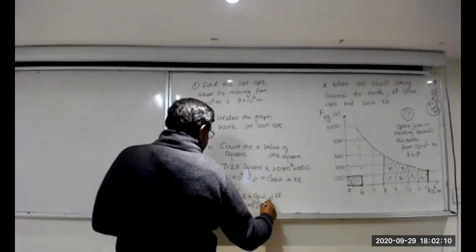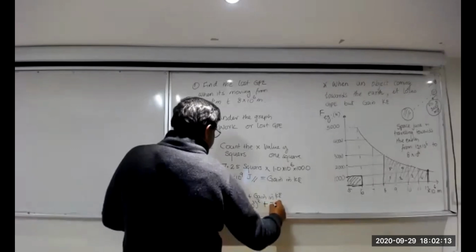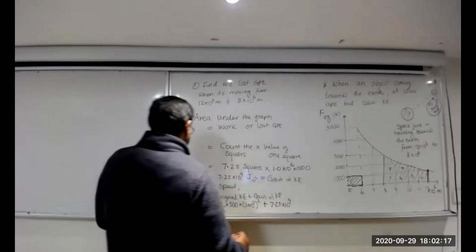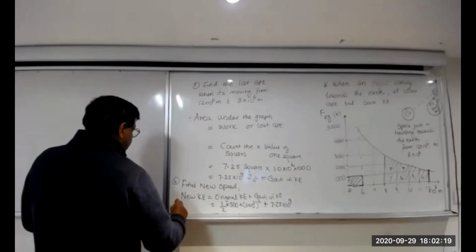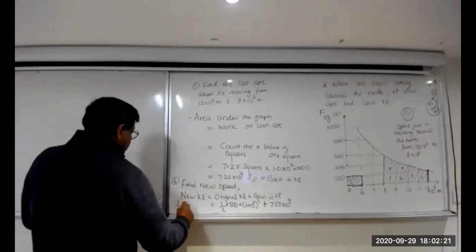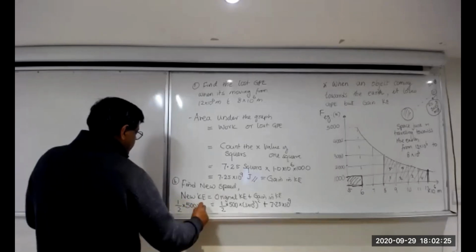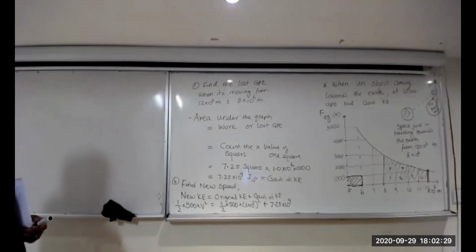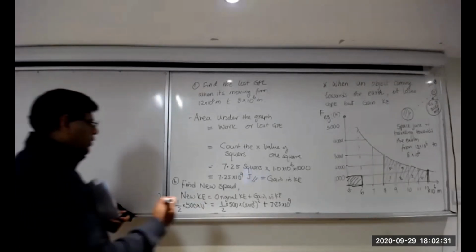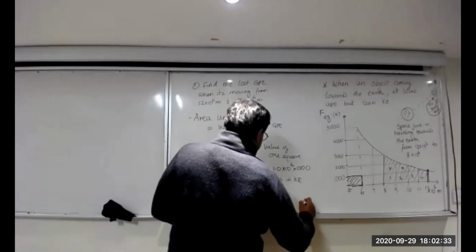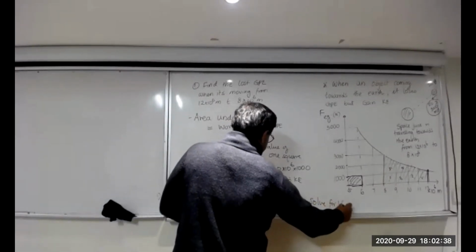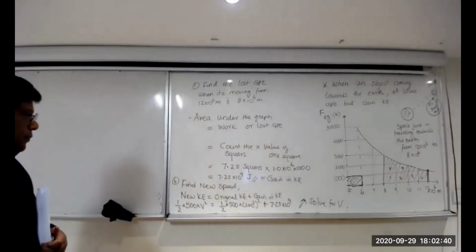Plus 7.25 times 10 to the power 9. So new kinetic energy is going to be half times mass times v squared. Okay, so you have to solve it, and can I leave it to you guys? Yeah, solve for v.